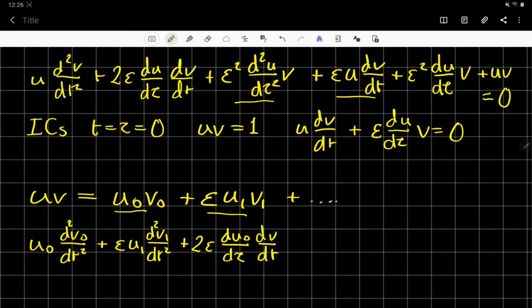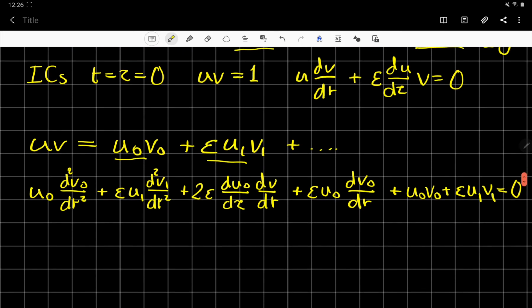Next term, I'm just going to keep the zero order term because it's already got an epsilon. So plus epsilon u naught dv naught dt. This term, order epsilon squared, I don't put it in. And then for the final term, u naught v naught plus epsilon u1 v1, and all this equals 0.